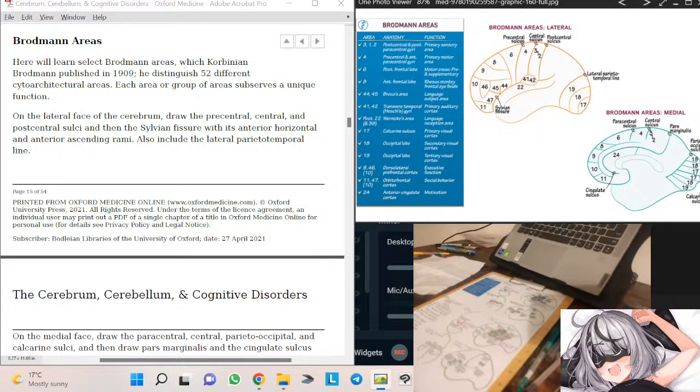Brodmann areas. Here we will learn select Brodmann areas, which Korbinian Brodmann published in 1909. He distinguished 52 different cytoarchitectural areas. Each area or group of areas subserves a unique function. On the lateral face of the cerebrum, draw the precentral, central, and postcentral sulci, and then the Sylvian fissure with its anterior horizontal and anterior ascending rami. Also include the lateral parieto-temporal line.